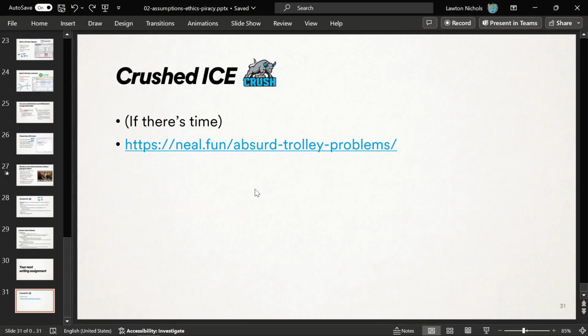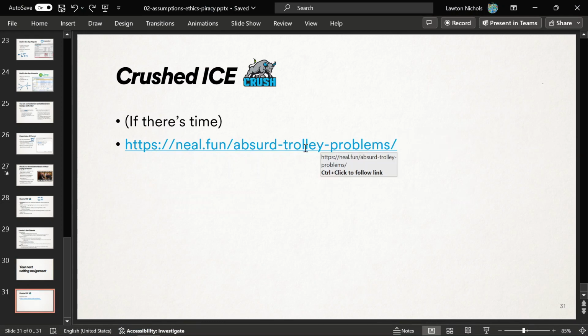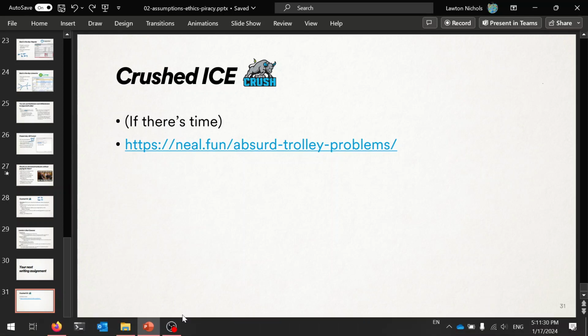I have one slide down here. If you would like to, there is a fun website about some absurd trolley-style problems, like, kill one person and save 50. It is pretty funny if you want to go there, but you do not have to.